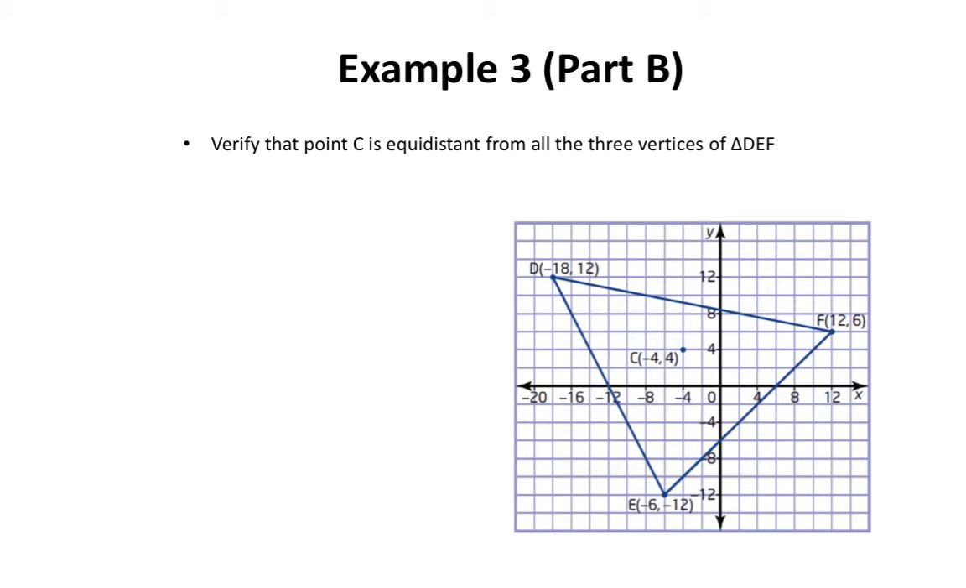In this last example, we want to verify that point C is equidistant from all 3 vertices of this triangle DEF. Equidistant basically means it's the same distance from each vertex, which means this distance is equal to this distance, which is equal to that distance. Because we have the coordinates of each of these points, it should be pretty easy to figure out the distance between these points. So let's write some instructions.